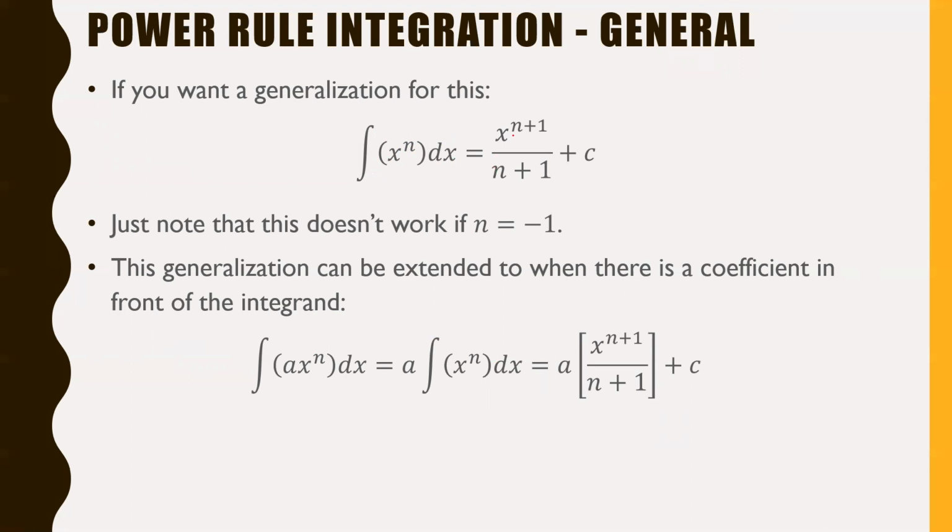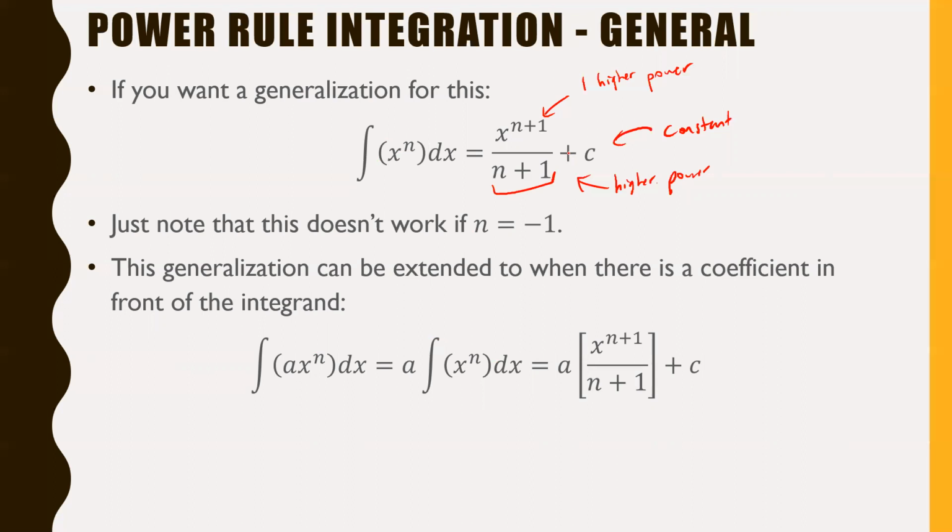of course, is just going to equal x to the n plus 1, so one higher power, divided by n plus 1. So whatever the value of that higher power was. And then, of course, plus c, right? Constant. That's basically what we've been doing here.